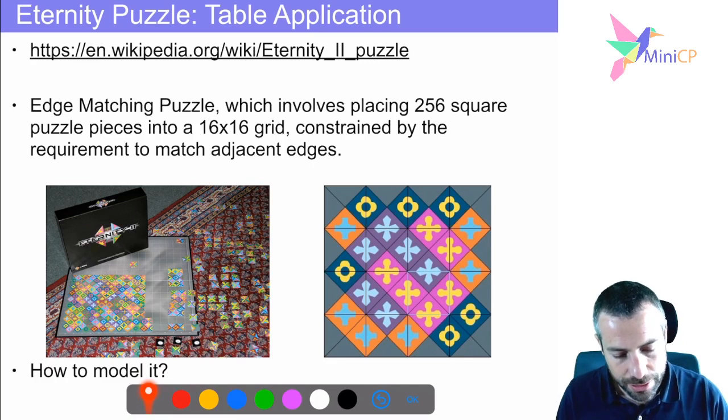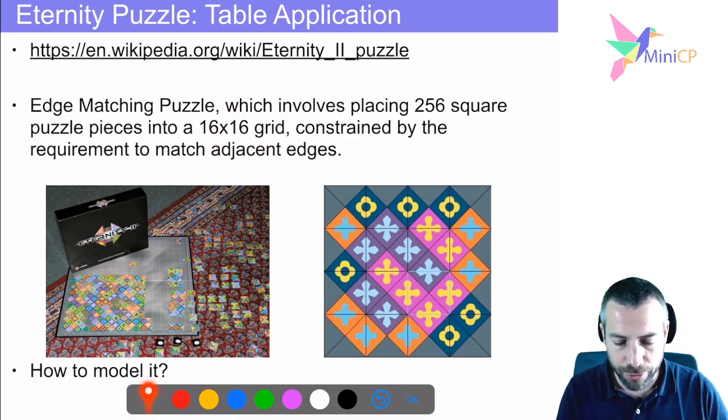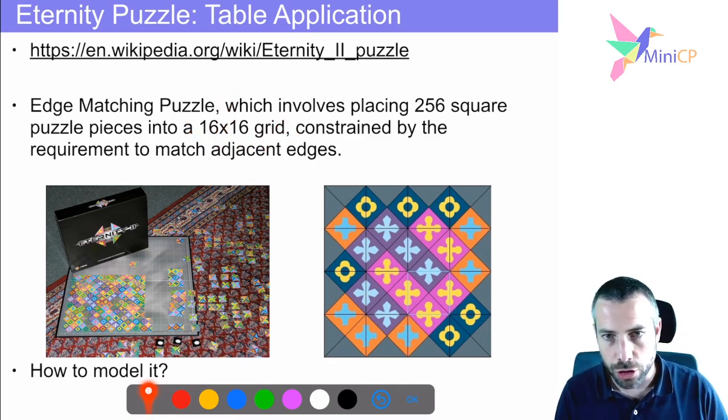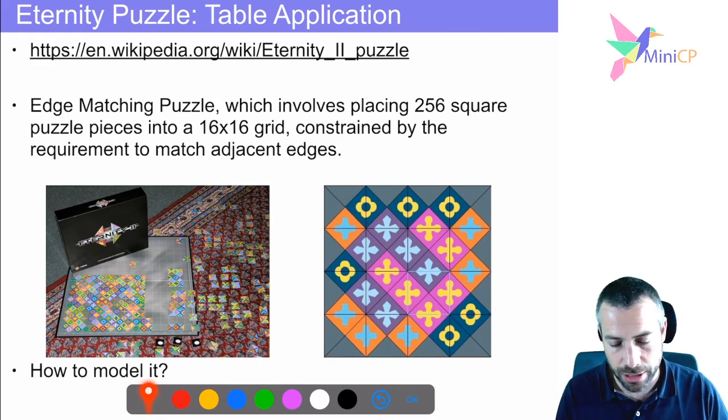So this puzzle is a 16 by 16 grid. Okay, and you have, of course, 16 by 16 different pieces. And every piece that you place next to each other should have edge matching. So a piece looks like this. A piece is divided into 4 different shapes and colors. And if you place 2 pieces next to each other, they should match. Okay, the color should match, and the shape should match.